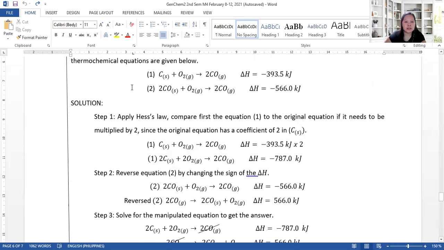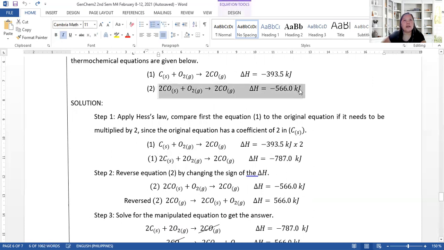And then for step number 2, you will just focus on the number 2 equation. The only thing that you will do in equation number 2 is you will just have to reverse the equation. So yung product, you will put it on the reactant side, and then yung reactant, you will put on the product side. Okay, reverse. And then the sign will also be reversed. So if we have here negative, it will be positive.